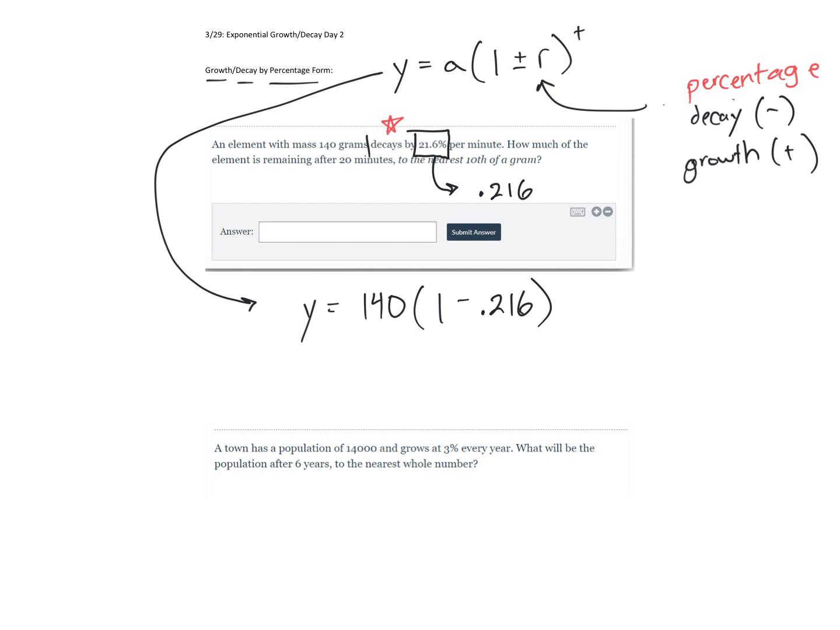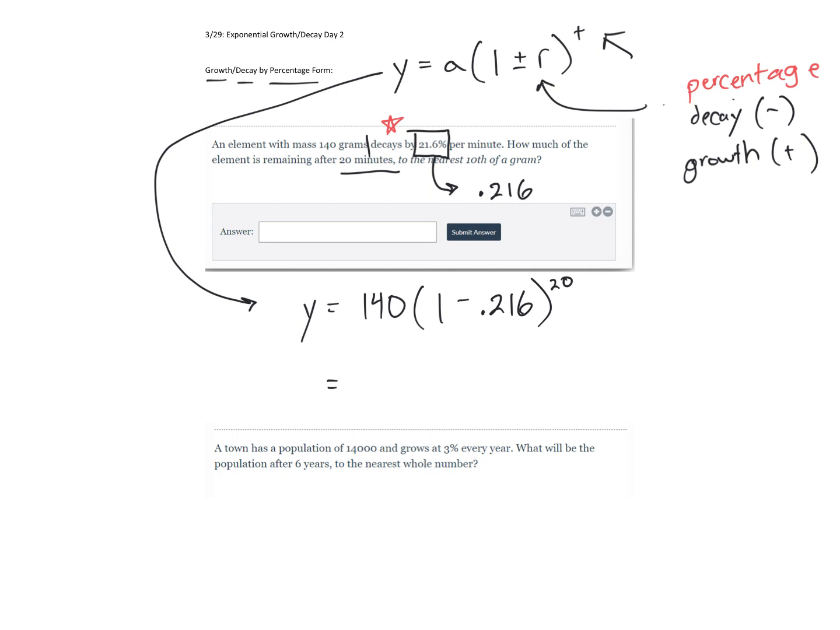How much of the element is remaining after 20 minutes to the nearest tenth of a gram? All right, and then the T here is the time. So in our situation, we got 20 minutes, so we're going to put 20 right here. So boom, using the equation form, we plugged in the numbers, and what is it asking? It's asking you to evaluate that, and you got your answer.